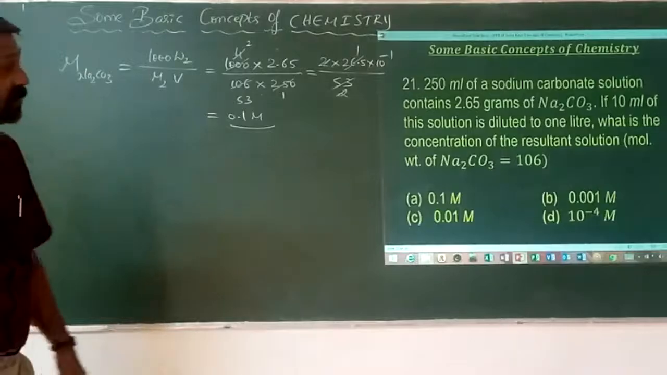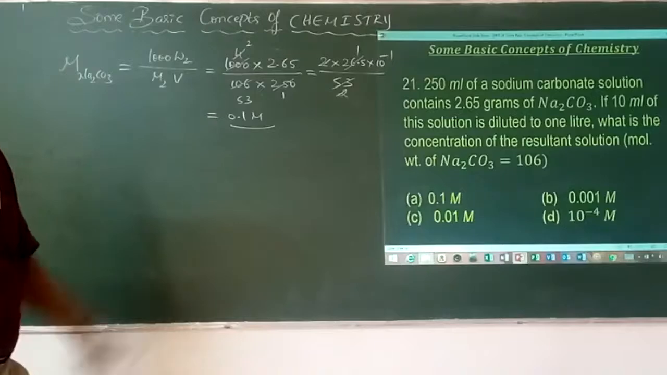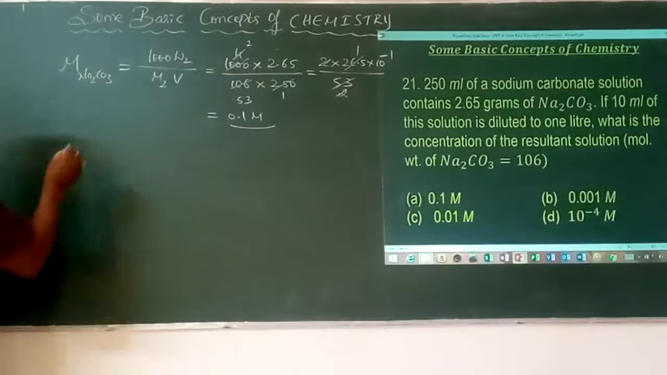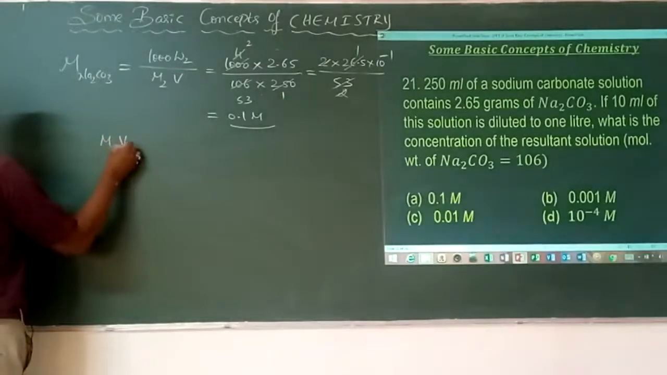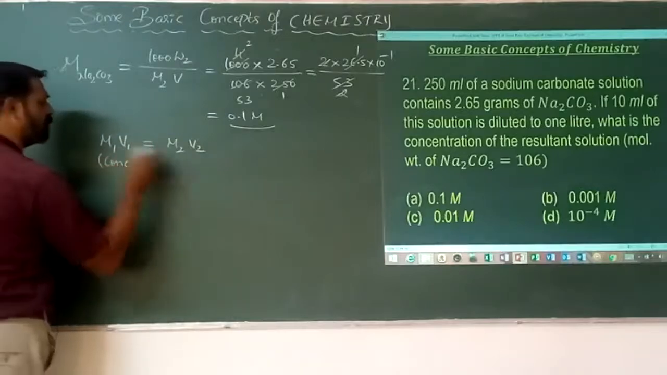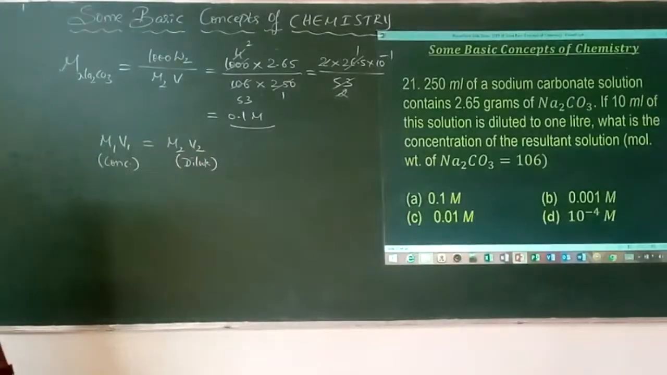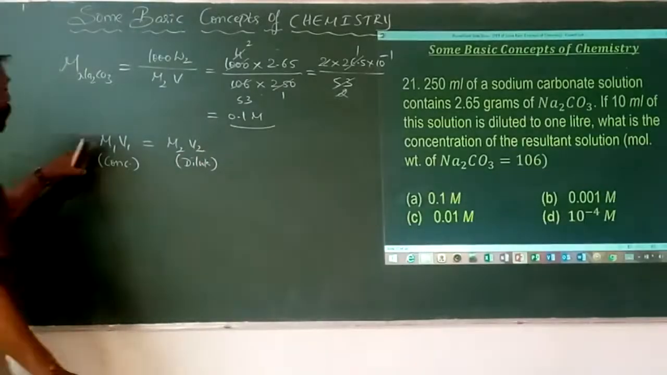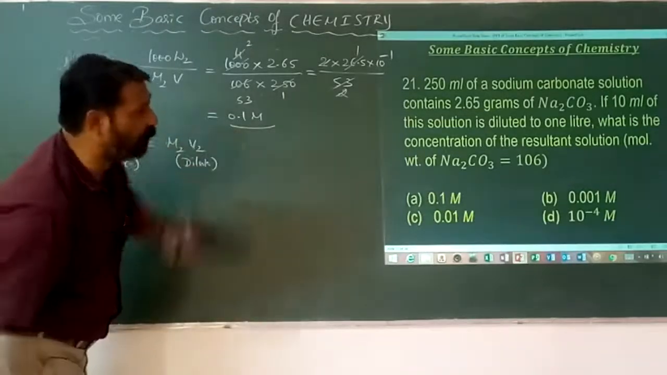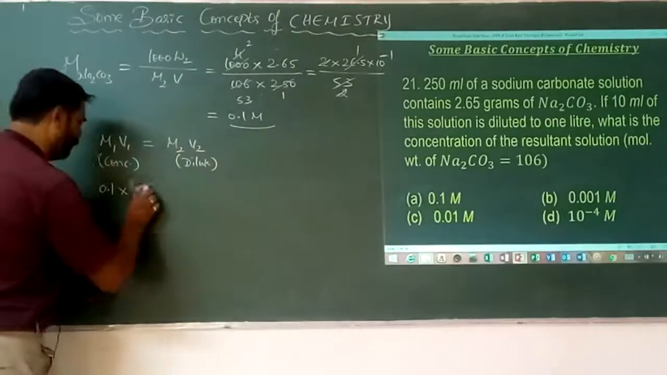Now suppose 10 ml of this solution is diluted to 1 liter, then what should be the concentration of the resulting solution? M1 V1 is equal to M2 into V2. This is the concentrated solution, let us assume. For the same solution, we always use the formula M1 V1 is equal to M2 into V2. The molarity in the first case is 0.1, and the volume taken is 10 ml.